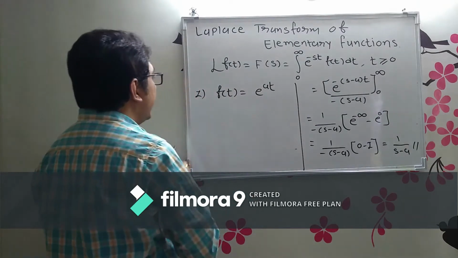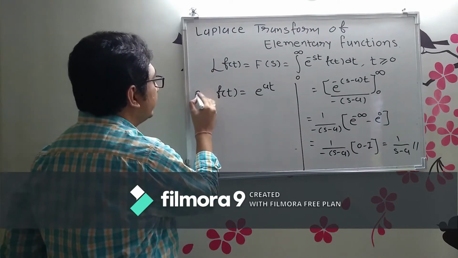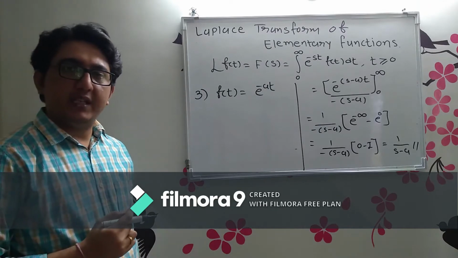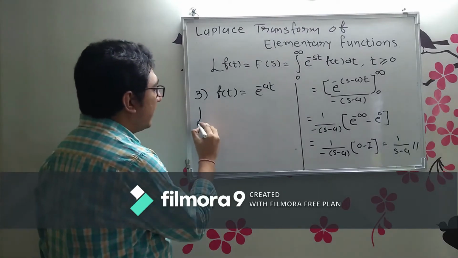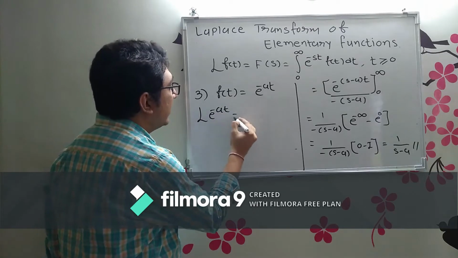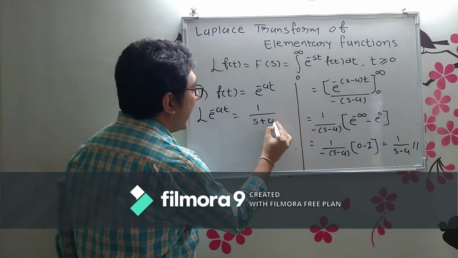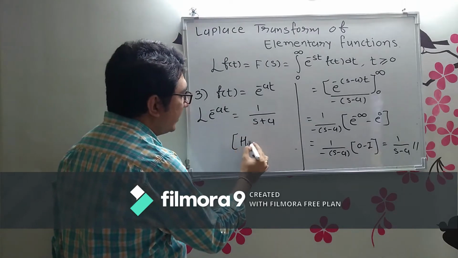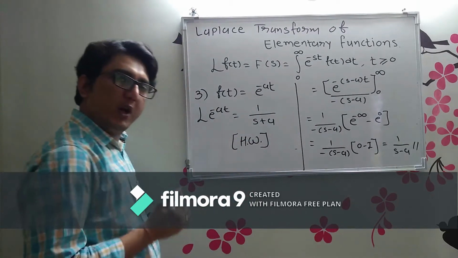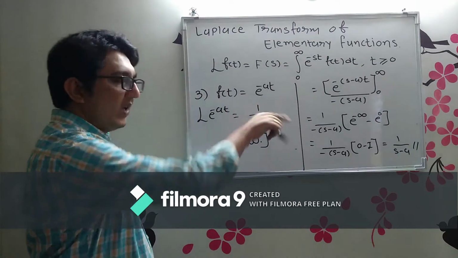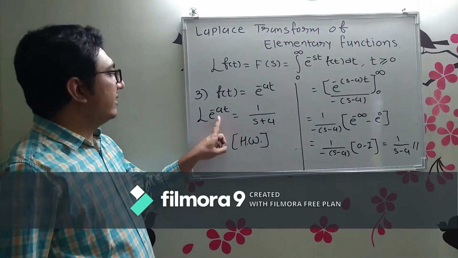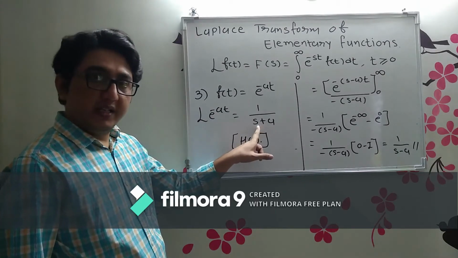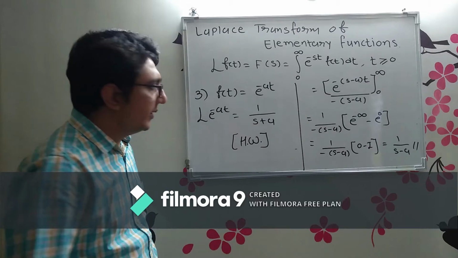Now, here I am going to leave one formula to prove as homework, and that formula is f of t is equal to e raised to minus at. What is the answer? The Laplace of e raised to minus at is 1 upon s plus a. I am not going to give the proof of this example, so it is homework. You have to do this. The technique is the same as the previous example, and here the sign in the function is negative, so you will get a positive answer. So take this example as homework.